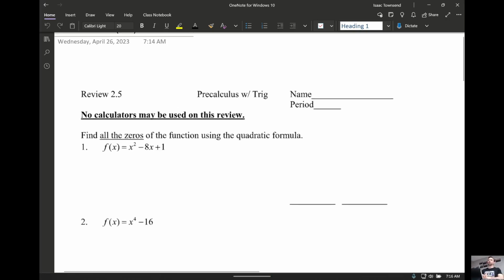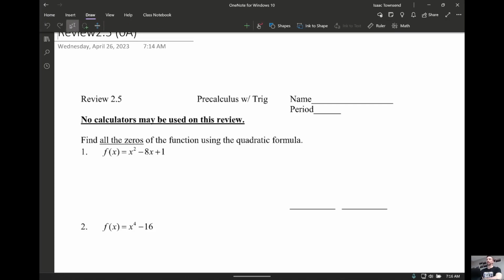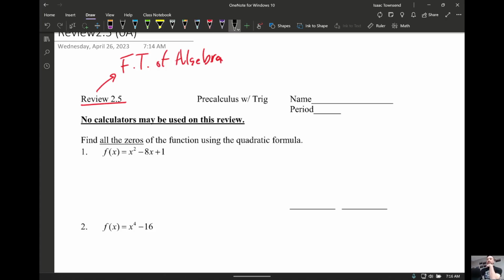Okay, so section 2.5 really focuses around the fundamental theorem of algebra, which again, you may not know what the fundamental theorem of algebra is, but when I say it, I bet you probably know what it is. And the fundamental theorem of algebra says that the degree of a polynomial is the same as how many zeros it has, or how many solutions it has, same thing.